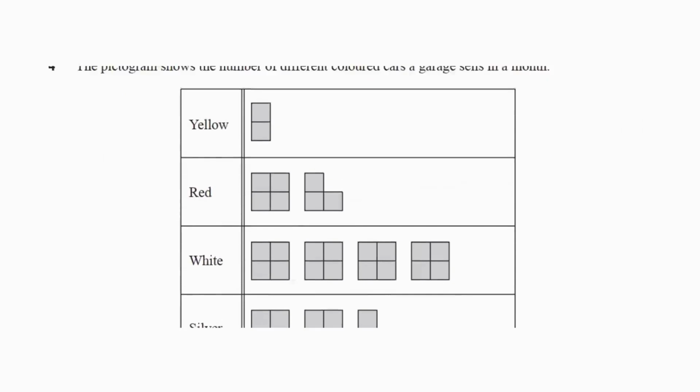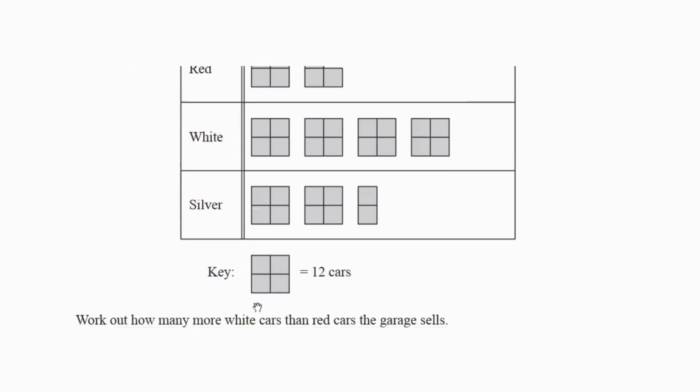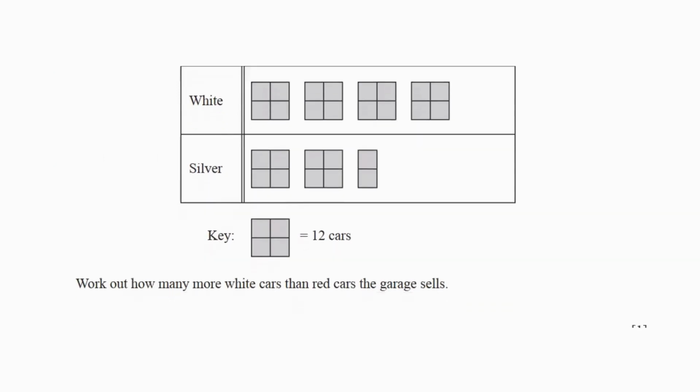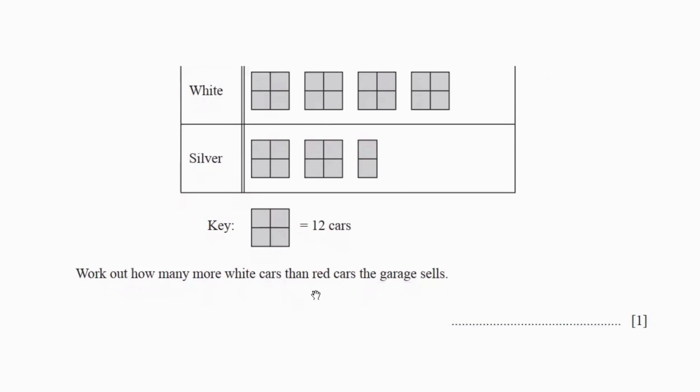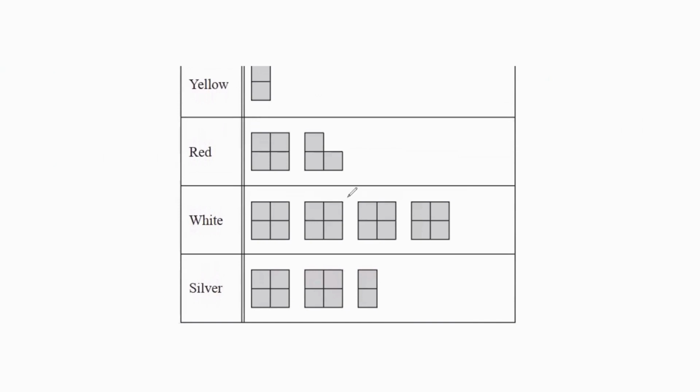Then in the next question, it says the pictogram shows the number of different colored cars a garage sells in a month. And as the key states, each full block with 4 squares equals 12 cars. Work out how many white cars and red cars the garage sells. So for the white cars, we have 4 full boxes, which means 12 times 4 is 48.